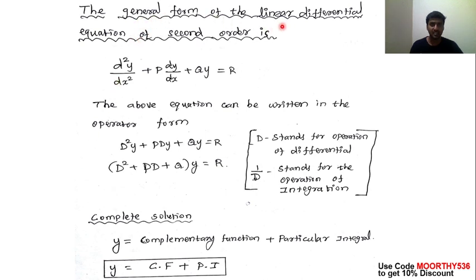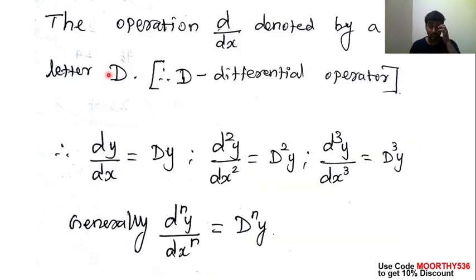The general form of the linear differential equation of the second order is given by d^2 y divided by dx^2 plus p into dy divided by dx plus q into y. Here d divided by dx is replaced by the differential operator, the single capital letter D. So dy divided by dx is equal to D into y, and d^2 y divided by dx^2 is equal to D^2 into y. We are increasing the degree as well as the polynomial order.